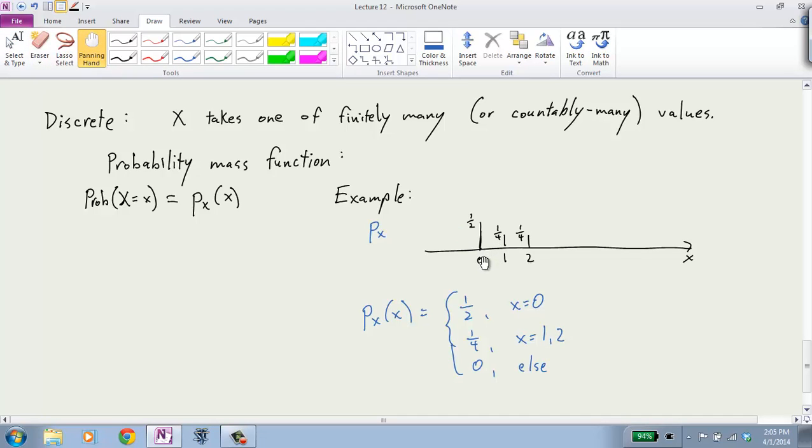So the way we should interpret this is that x will be a 0 with probability half. It'll be a 1 with probability a quarter, and a 2 with probability a quarter. It will never be anything other than those 3 numbers. So this is just a concise way to describe everything we know, to describe the entire distribution of x. Generally we would call this the distribution of the random variable expressed as a probability mass function.